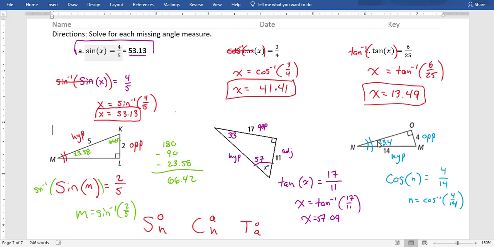And then again, I can subtract from 180. And by doing that, I get 16.6, I think. Ooh, I don't know. I would have to use a calculator to double check.